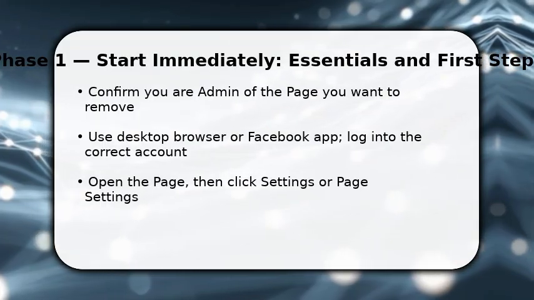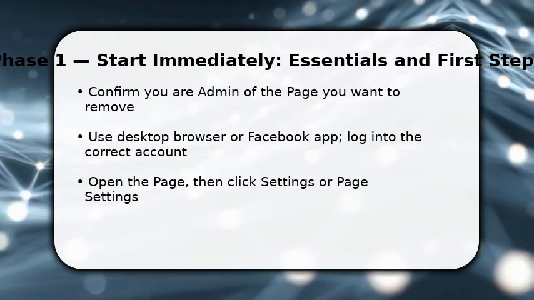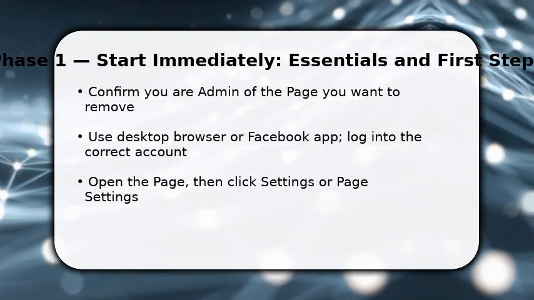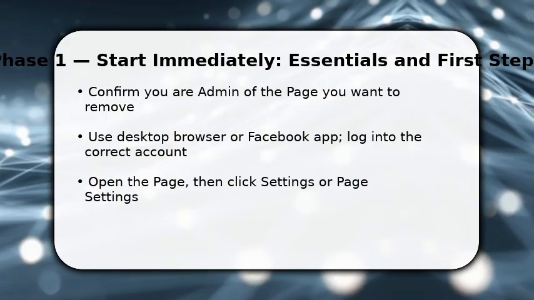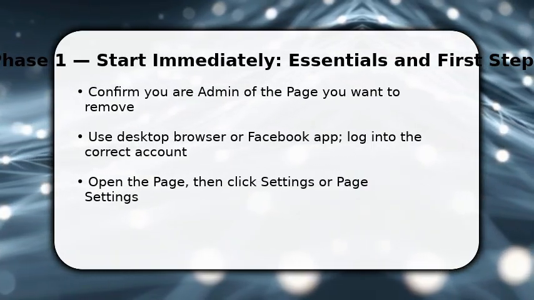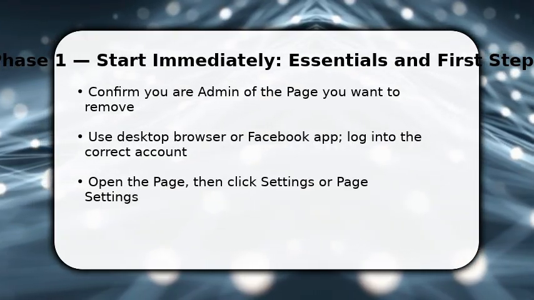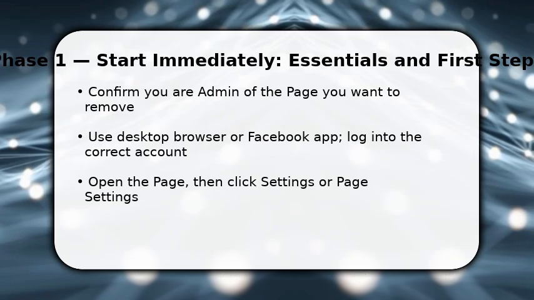Next, go to Settings. On desktop, that's the left column. On mobile, tap the three dots or Manage. Make sure you're on the page profile, not your personal profile. After that, find Page Settings or General Settings so you can access removal controls. This first action puts you where deletion occurs and prevents accidental changes elsewhere.